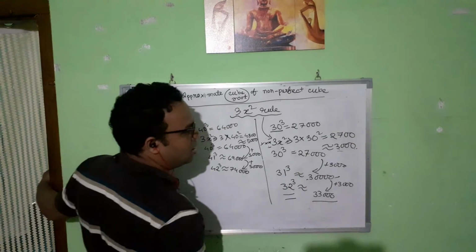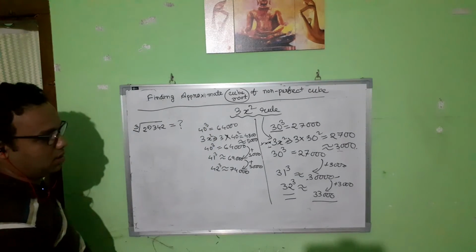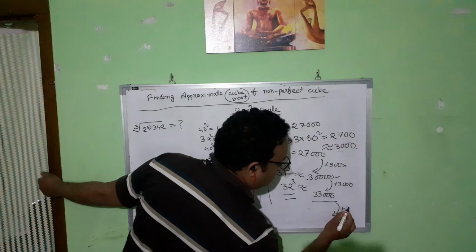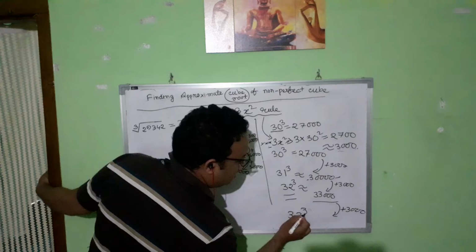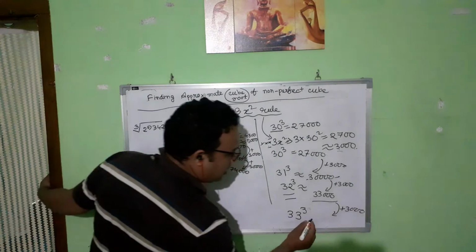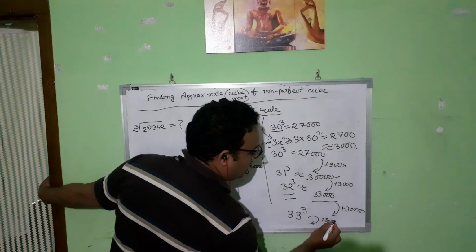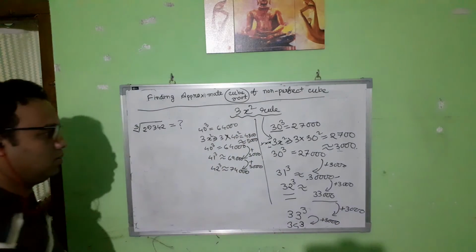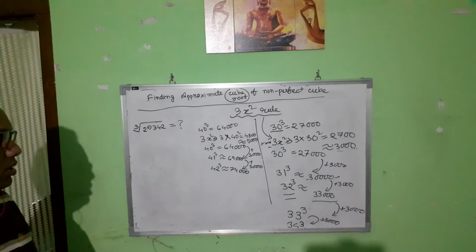And this case remains the same as you go down the order. That means if I again add 3000 with 33,000, I will get the cube of 33. And again, if you add 3000 here to 33 cube, then you will get the cube of 34. So this is really interesting. You may have a question in mind.